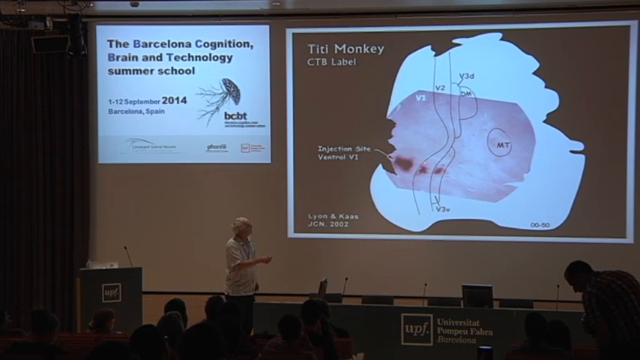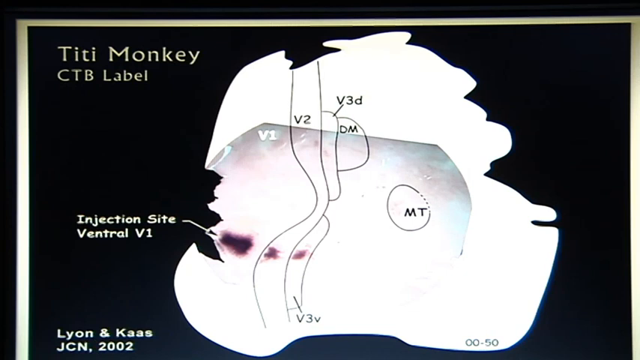And this is where one set of them terminate here. They also terminate here. So you'd say, there must be two areas here. If you inject up here, you get here, and you get over here. So it must be two areas up here. So that's how you can get evidence, besides electrophysiological evidence and other kinds, by the connection pattern.